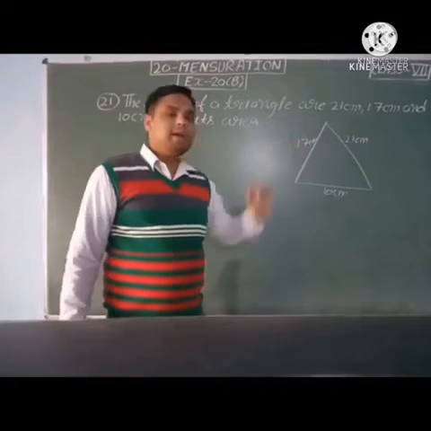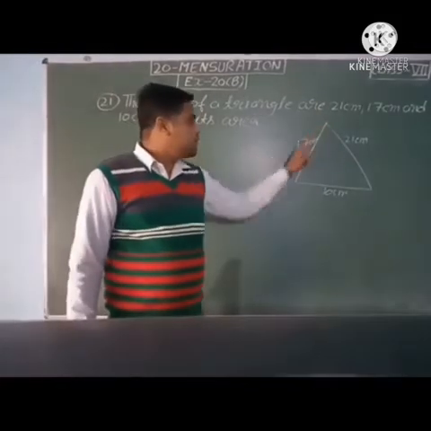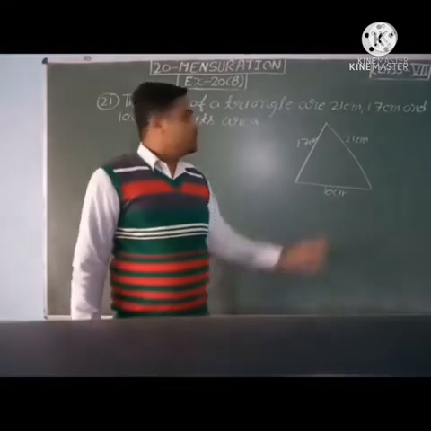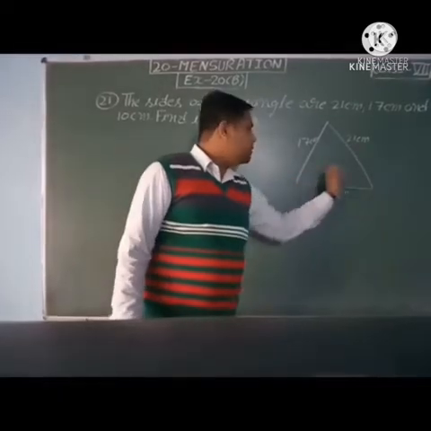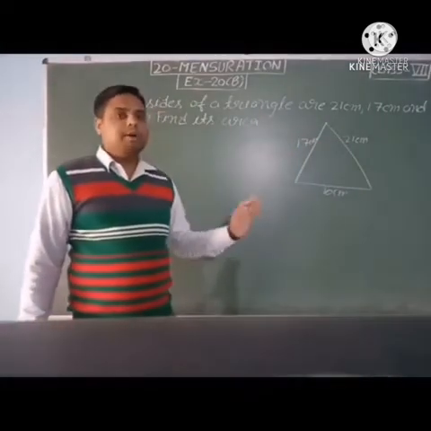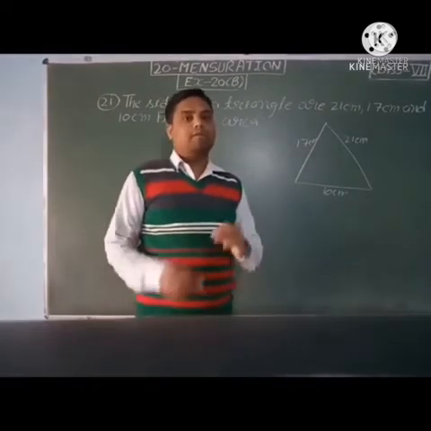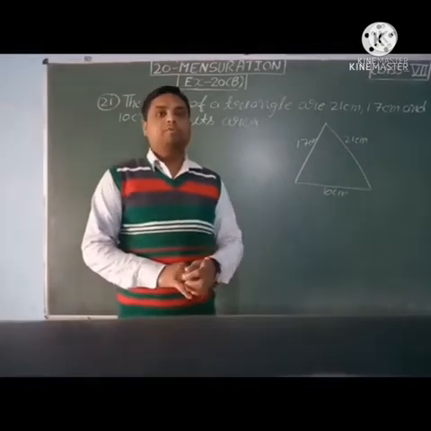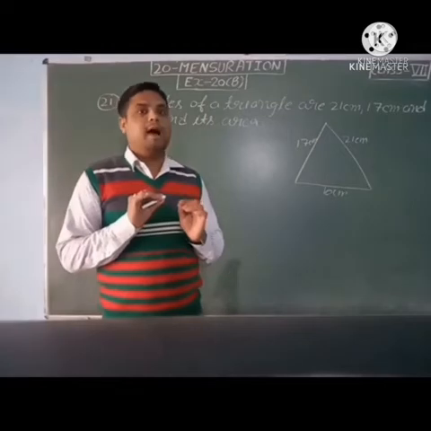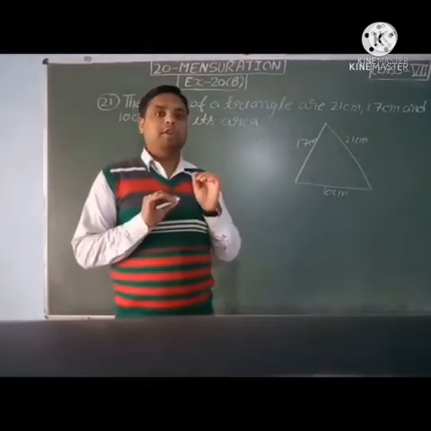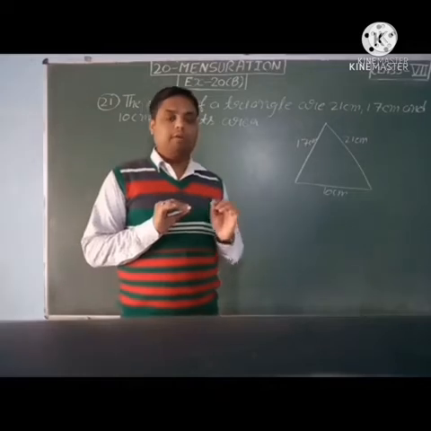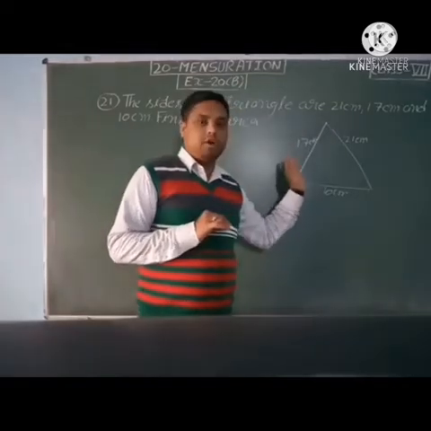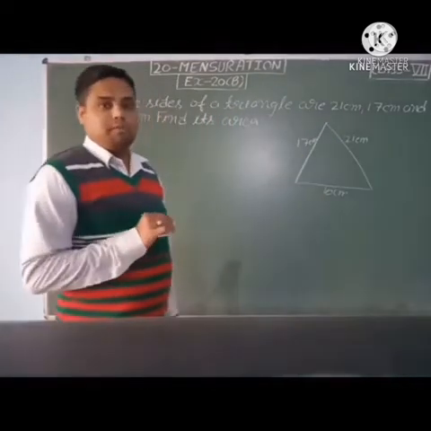So base is given but height is not given. If we are taking this as a base, then height will be this. So this base is also given but height is not given. If we are taking this as a base, then height will be this. So bases are given but height is not given. So what formula will we use to find the area of the triangle? If all three sides of a triangle are given, then we will use Heron's formula to find the area of the triangle. So see how we will find the area of this triangle by using Heron's formula.